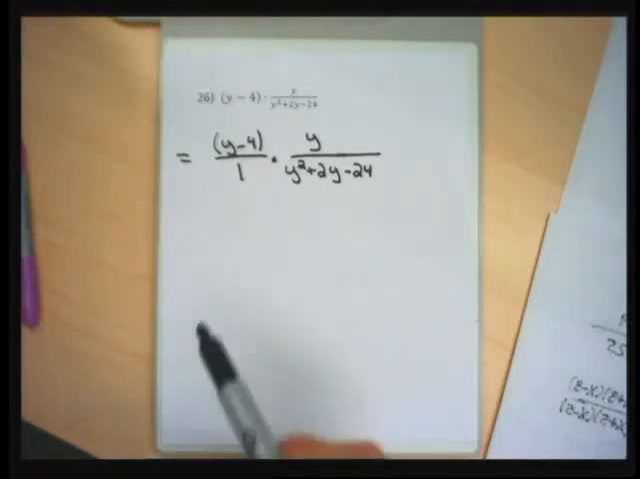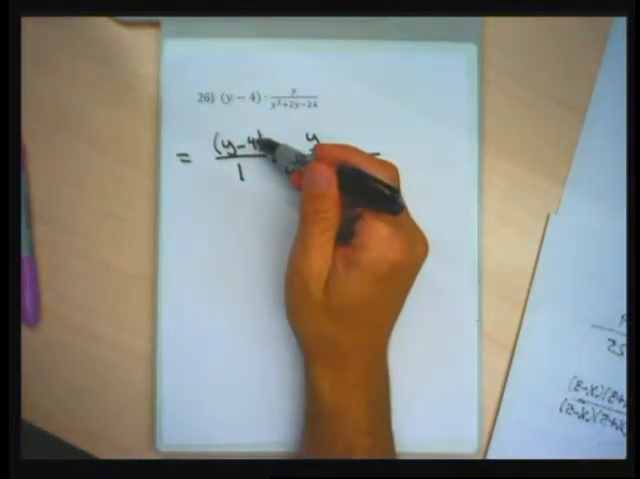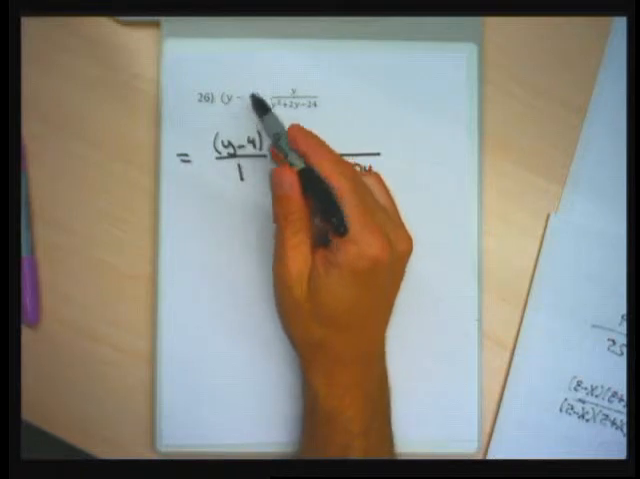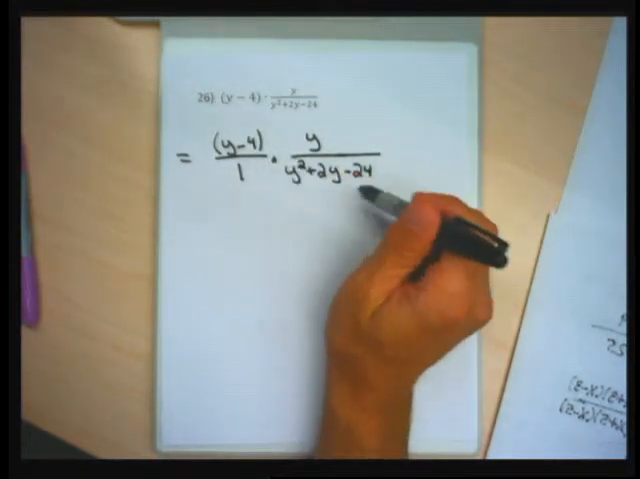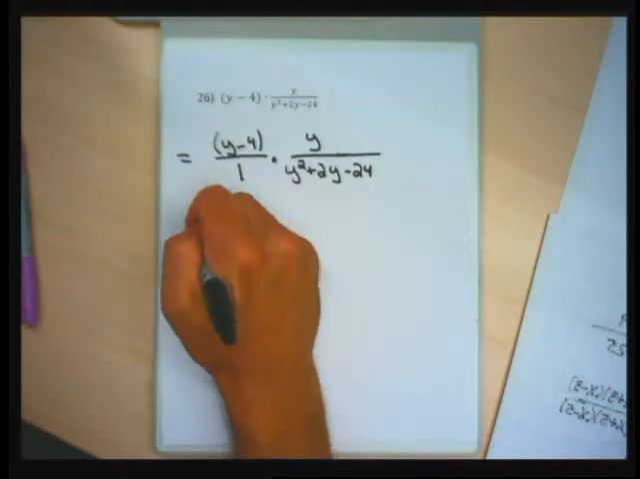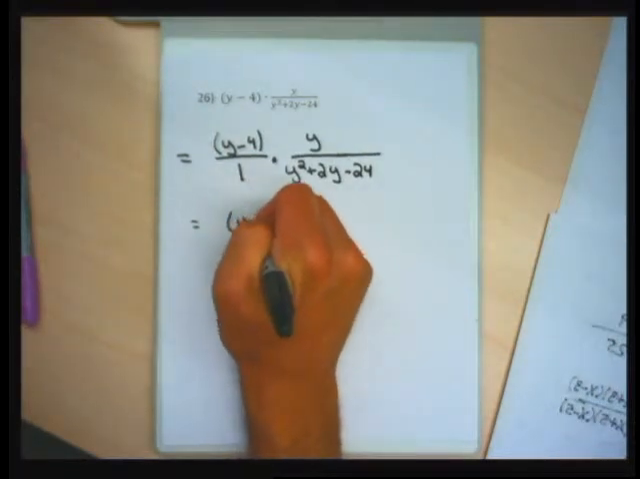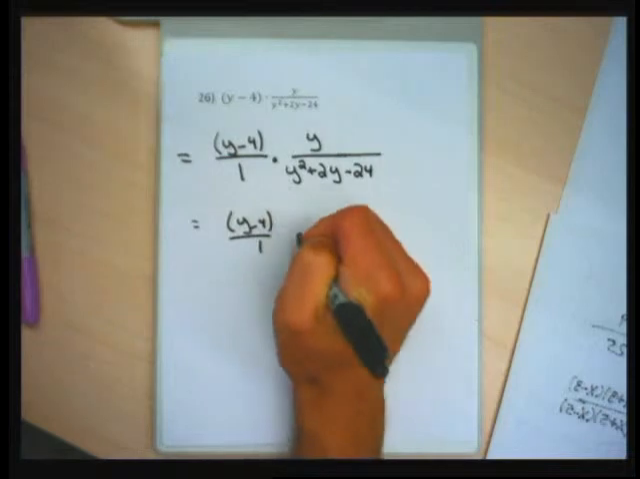The y minus 4 doesn't have a common factor. It doesn't have an exponent. I really don't even need these parentheses, but I left them there. The only thing that can factor is this y squared plus 2y minus 24. And it's moderately easy factoring.